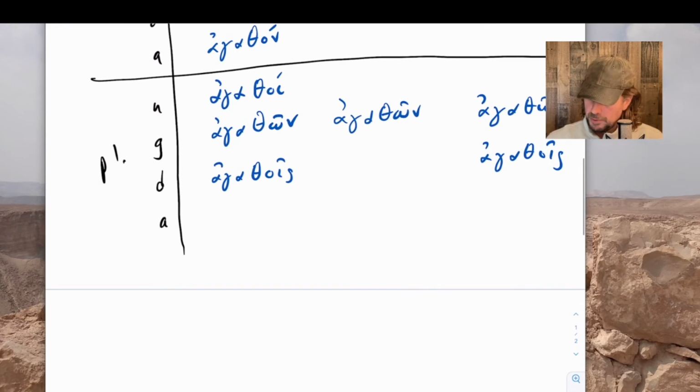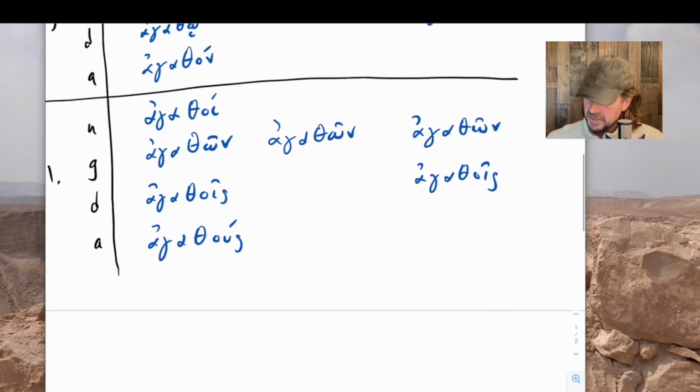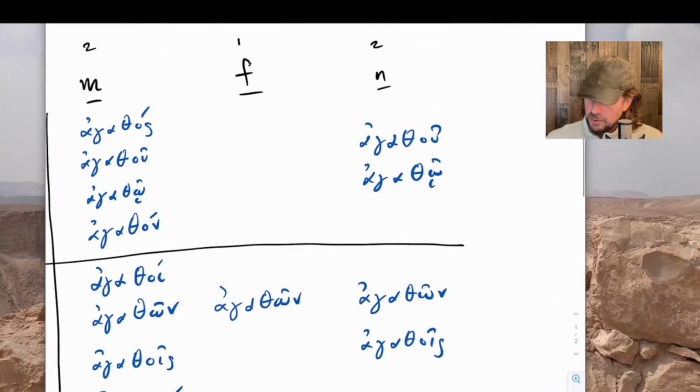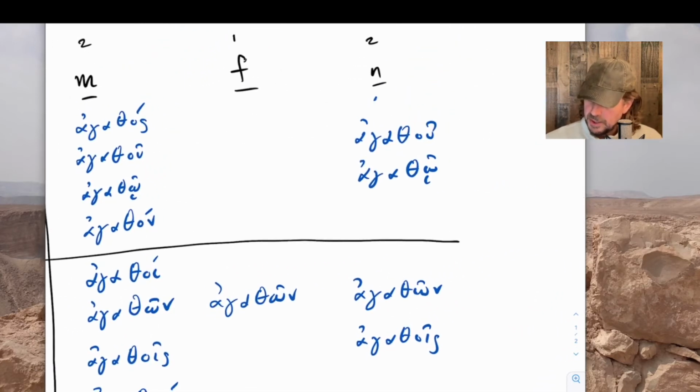The accusative plural, agathous, like this. Now, let's look over the neuter because we'll do second declension. Agathon. And it's going to be the same. The accusative neuter is the same. Agathon.